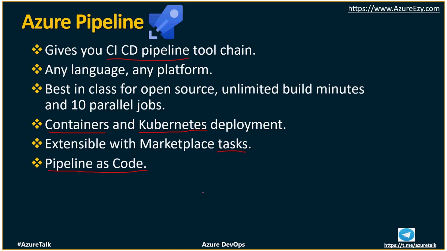Pipeline as code is a concept Microsoft introduced into VSTS around 6 or 7 months back. Now Microsoft is advertising it a lot. It was already there, but in the new interface it is very visible, and Microsoft wants you to use it. The concept is very simple.